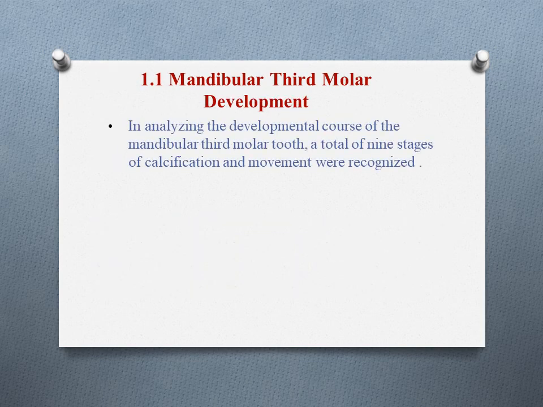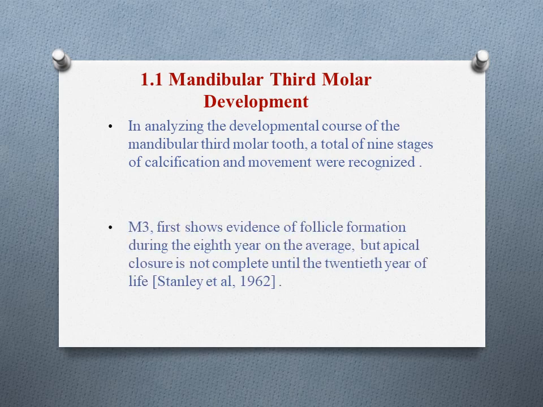In analyzing the developmental course of the mandibular third molar tooth, a total of 9 stages of classification and movement were recognized. Mandibular third molar first show evidence of follicle formation during the 8th year on the average, but apical closure is not complete until the 20th year of life. And in a substantial number of cases, the third molar tooth required even more than 12 years to complete its formation, often being still incomplete well after the time of legal majority.